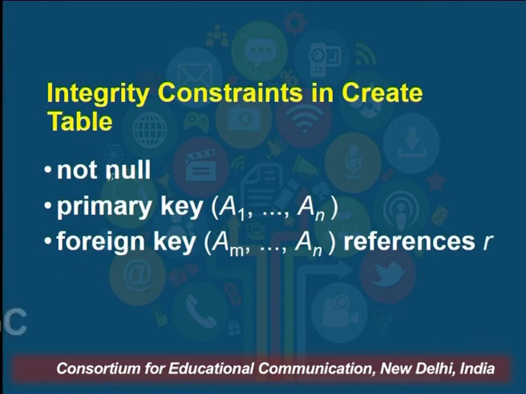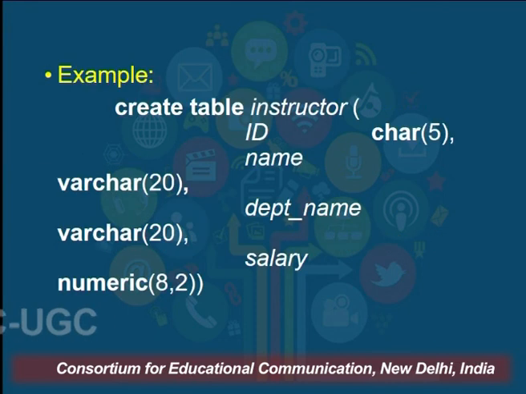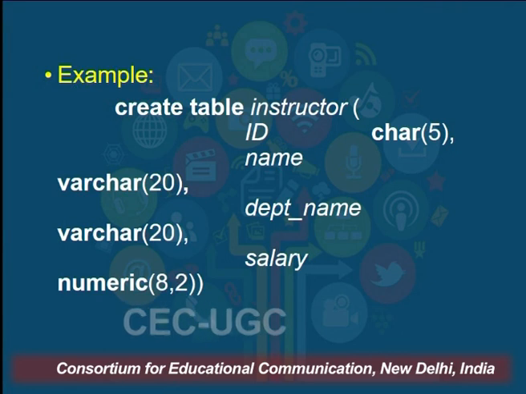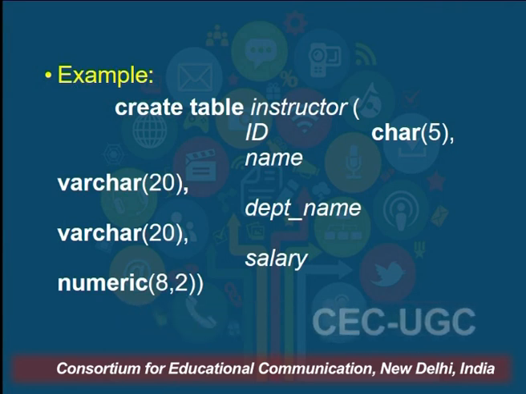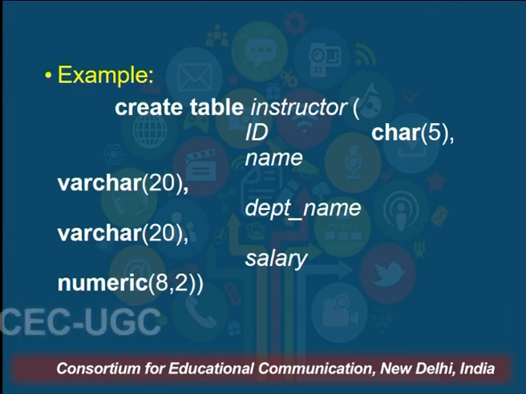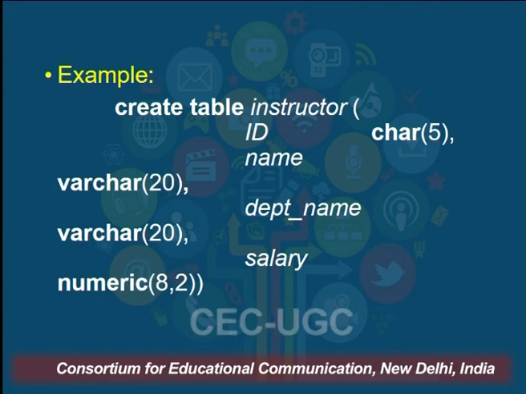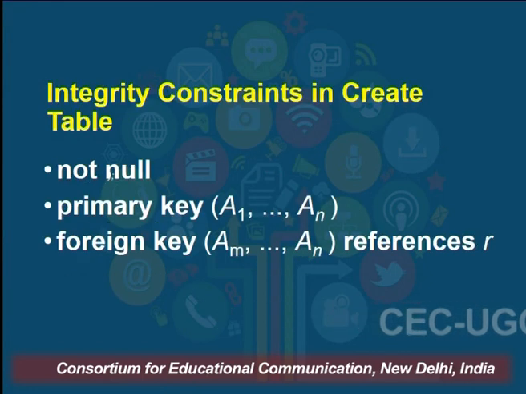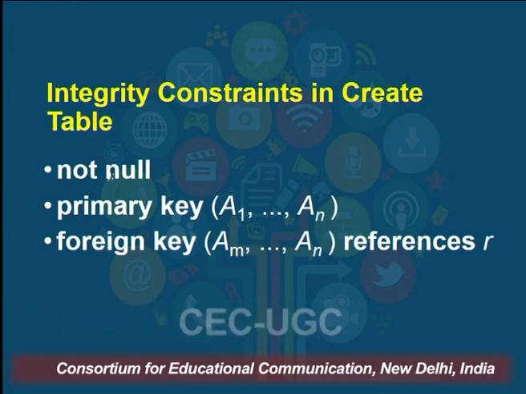Then what could the integrity constraints be? When I was telling you the syntax of create table, I said create table R, where R is the name of the relation, here seen as instructor. Within the brackets you specify the names and domains of the attributes. But apart from that, the third thing we can specify within create table is the integrity constraints. Now, what integrity constraints could there be? The first integrity constraint is not null. Then we have the integrity constraint primary key.